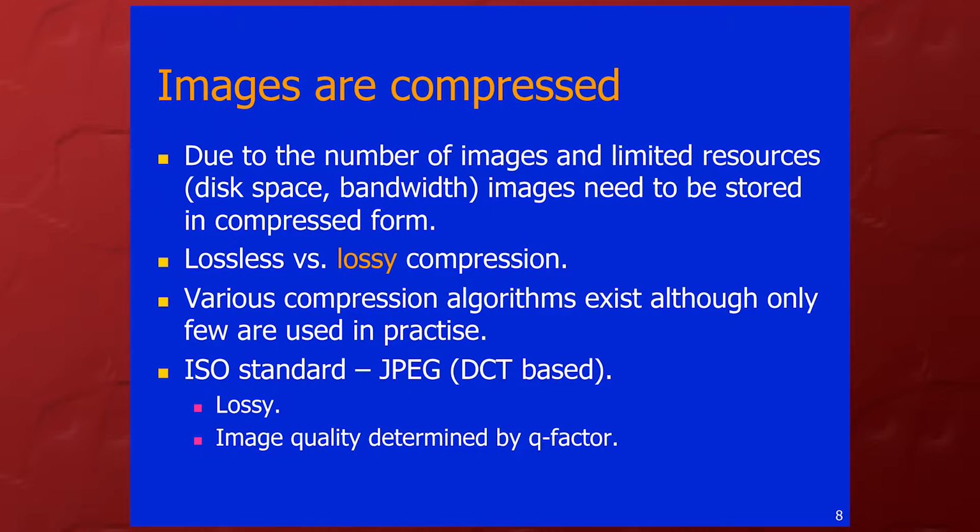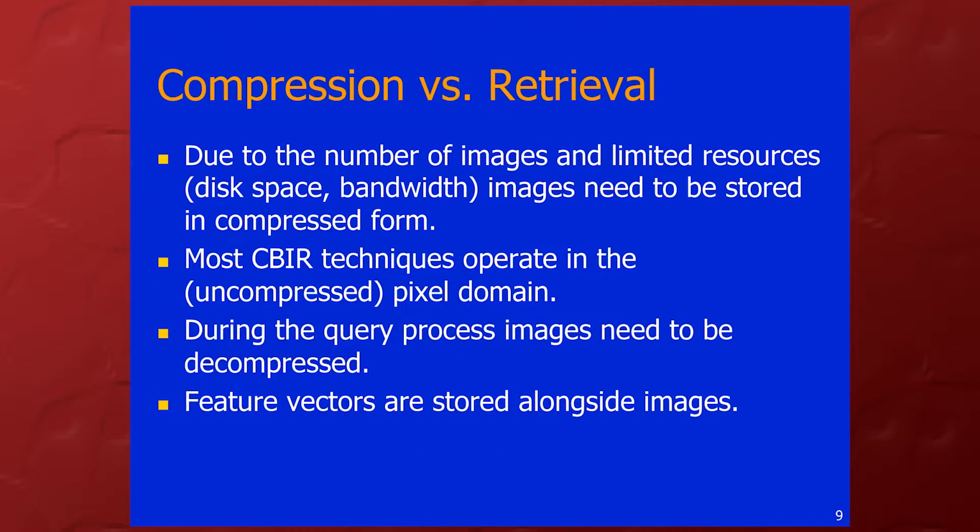And almost all these images are compressed using JPEG. JPEG is very, very dominant as a compression technique. Now, why is that a problem? It's a problem because virtually all the image retrieval techniques essentially work on pixel values. So they work on the uncompressed image, which means that if I want to extract the features, if I want to perform image retrieval, I need to decompress the images. I can then extract the features, and then I can do something with those features.